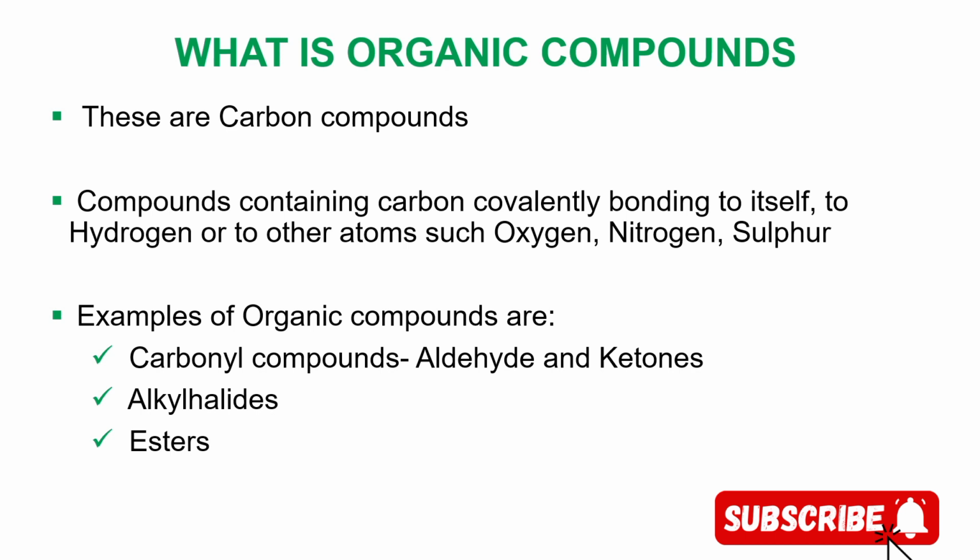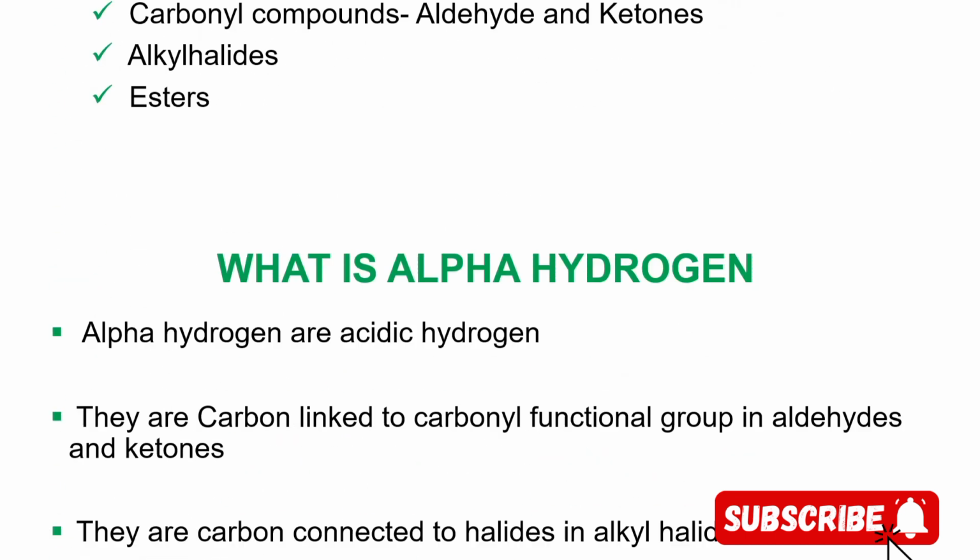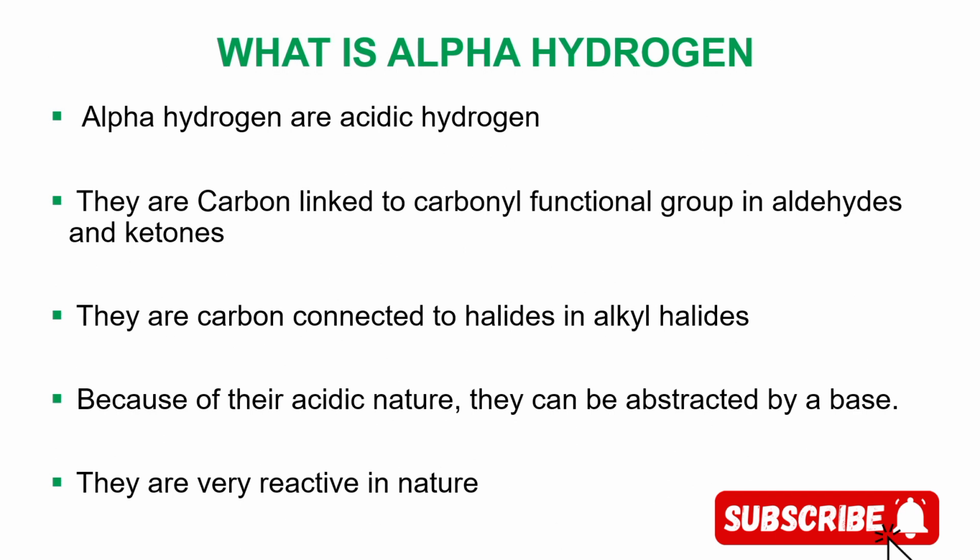Examples of these organic compounds we have are carbonyl compounds, which are aldehydes and ketones. We have alkyl halides, esters, carboxylic acids, amides and the like. In these organic compounds, we have alpha hydrogen. These alpha hydrogens are acidic hydrogens.